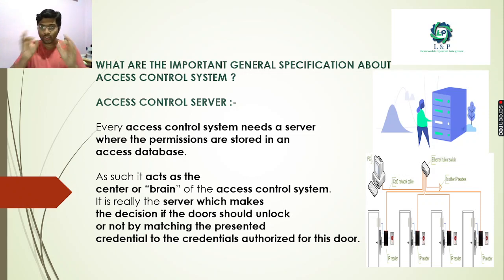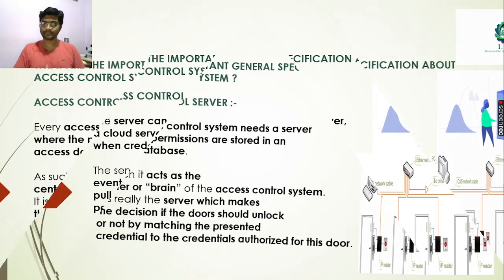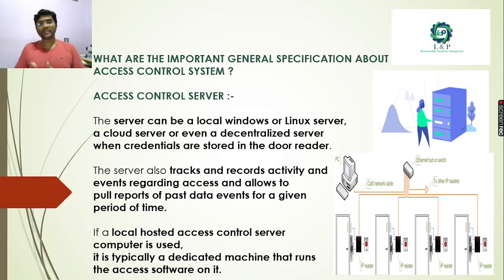It is going to make the decision whether to unlock the door or not, because when we present a card, it reads its values, and it will cross check whether it is the correct credential, and whether for this credential we have to unlock the door or not. All these decisions will be made inside this server. Apart from that, we can use normal local Windows or Linux servers as well. All the information of these door readers will be stored inside this server.